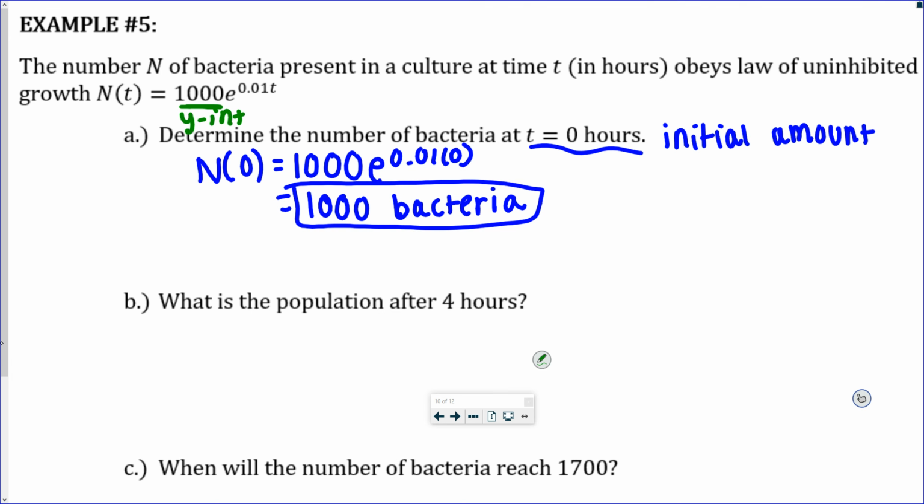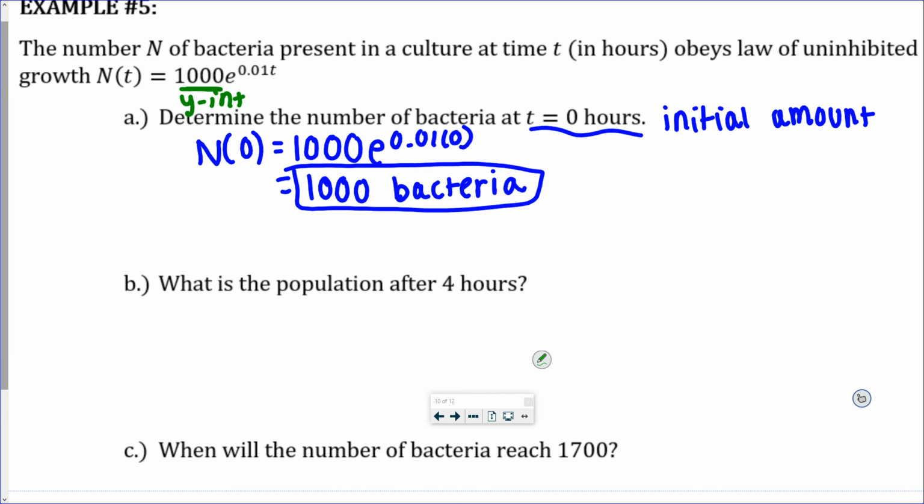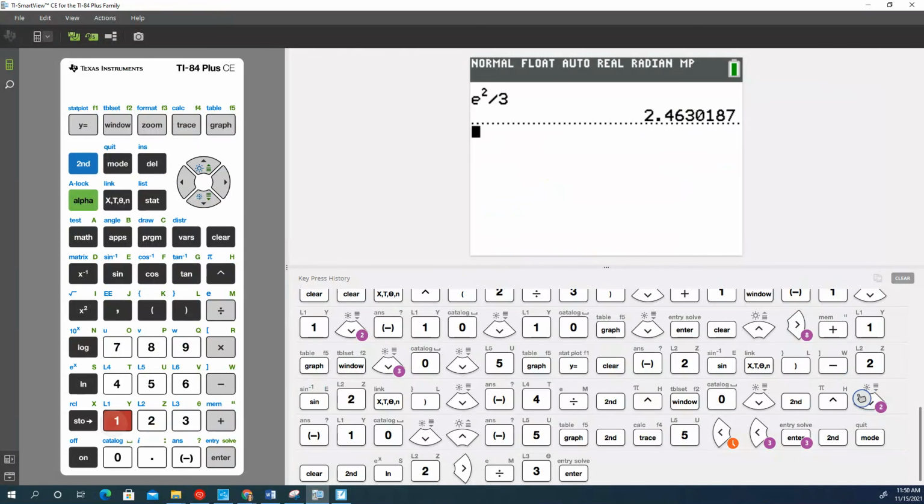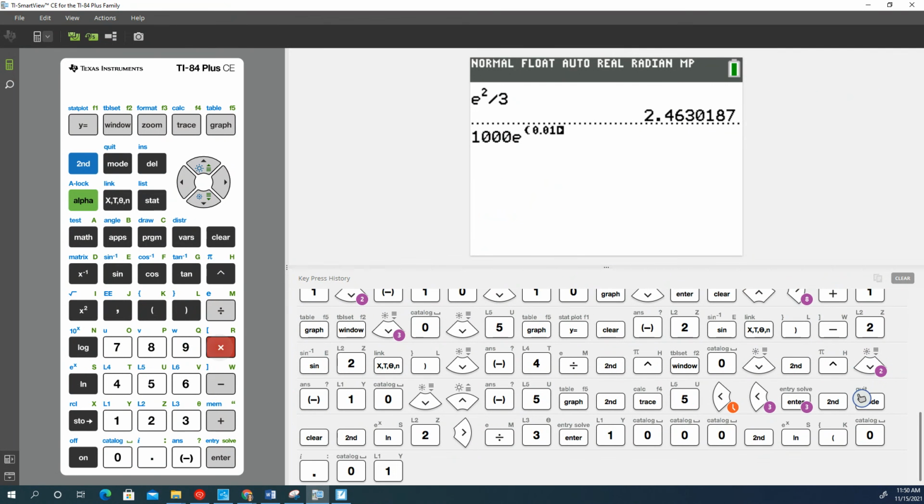What's the population of bacteria after 4 hours? We want to plug 4 in for t. So 1,000 e to the 0.01 times 4. Obviously we need our grapher for this. Let's round to the nearest whole number of bacteria. Just like when you're doing the PERT equations, keep this all in the power, 0.01 times 4. And we'll round that up to 1,041 bacteria. Did I say 10,000? Sorry, I meant 1,000.